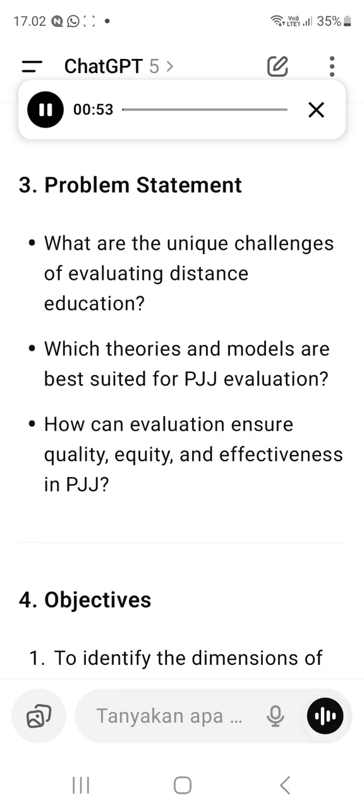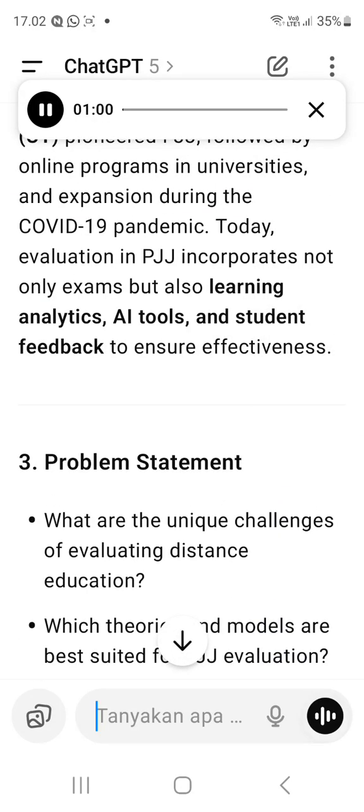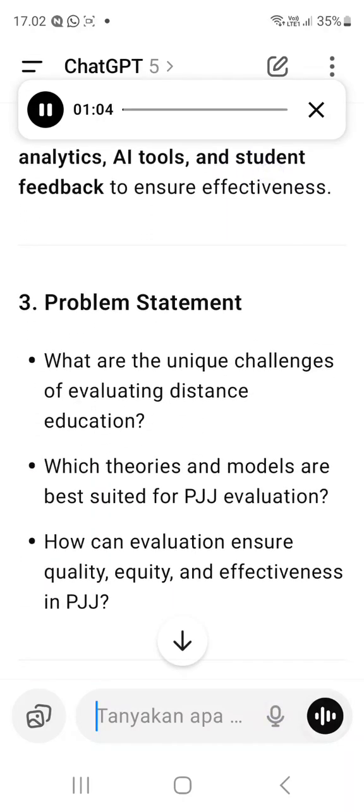Today, evaluation in PJJ incorporates not only exams but also learning analytics, AI tools, and student feedback to ensure effectiveness. 3. Problem statement. What are the unique challenges of evaluating distance education? Which theories and models are best suited for PJJ evaluation? How can evaluation ensure quality, equity, and effectiveness in PJJ?